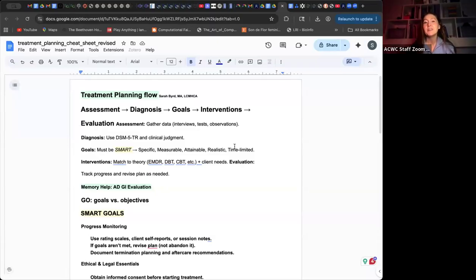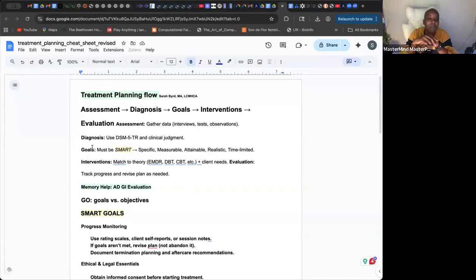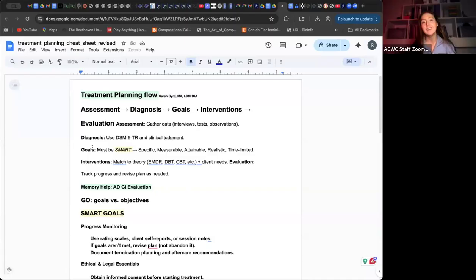So with the treatment planning flow, we start with an assessment, right? First, we've got to assess the people who come in. Once we've assessed them, then we can do a diagnosis. Once we do a diagnosis, then we create goals collaboratively together. Like we're not their dictators. And then we start doing our interventions with them to help them reach those goals. And then we evaluate all over again. And this is the big picture for the treatment planning flow.